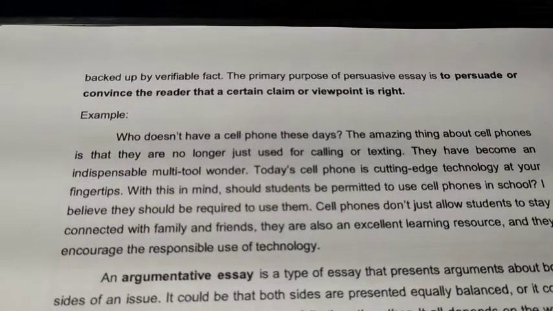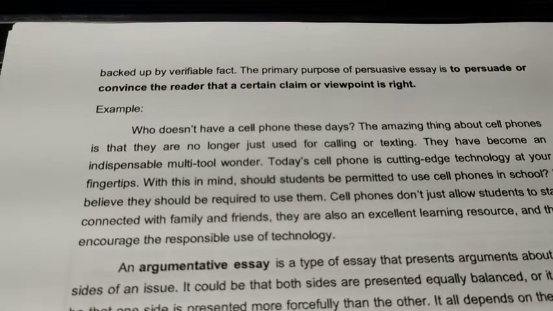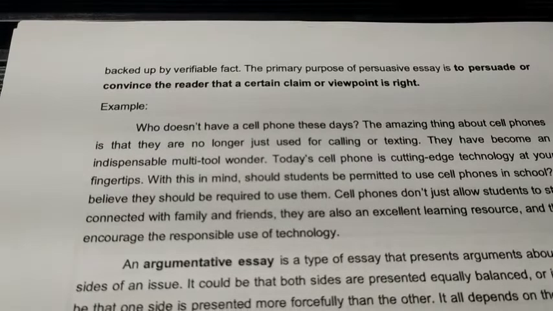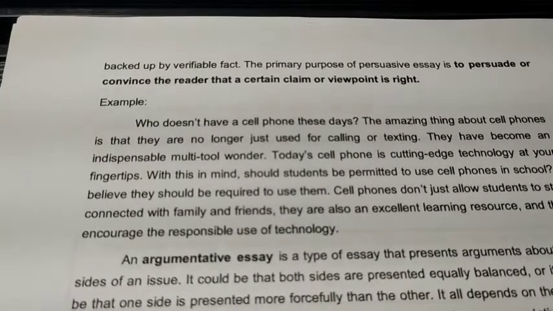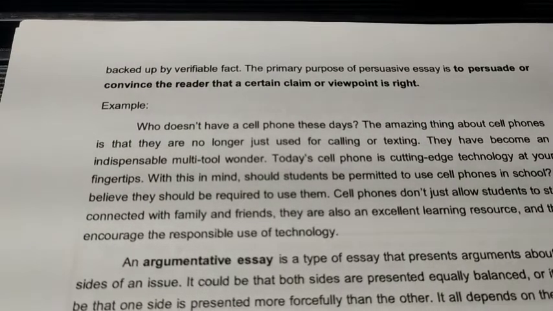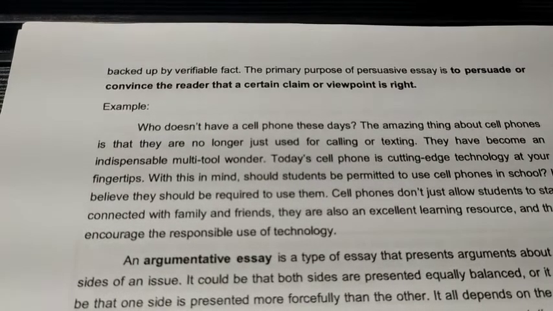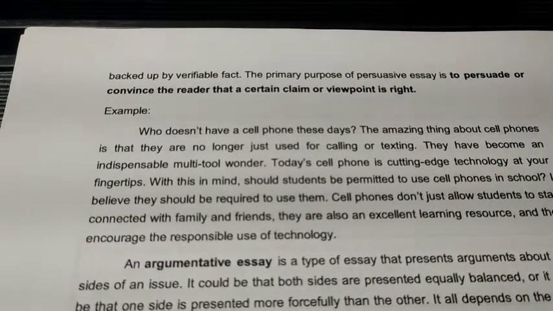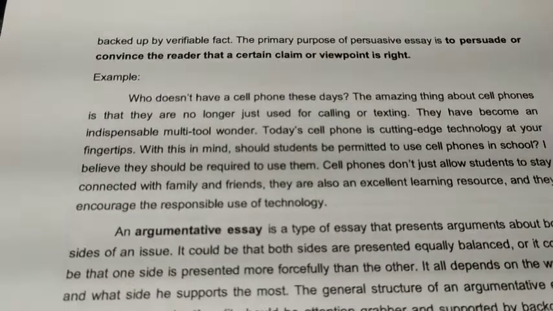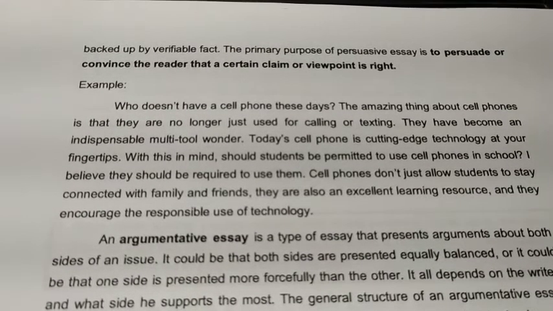A good persuasive essay will entail bits of personal opinion, which should be backed up by verifiable fact. The primary purpose of persuasive essay is to persuade or convince the reader that a certain claim or viewpoint is right. So when we say persuasive essay, it is to convince and somehow putting your own opinion. While informative essay, it is a pure fact. You don't have to include your own opinion. But in persuasive, you will put your stand, your viewpoint, and you will supply and strengthen it by giving evidences backed up by verifiable fact. And we have here examples, so you can also read it for deeper understanding about persuasive essay.